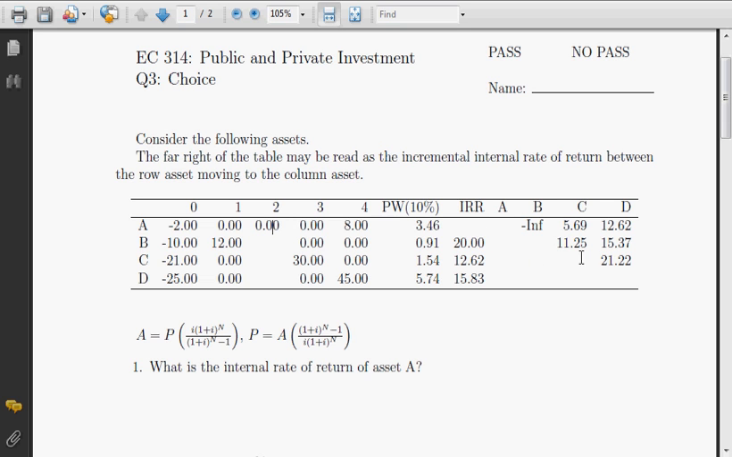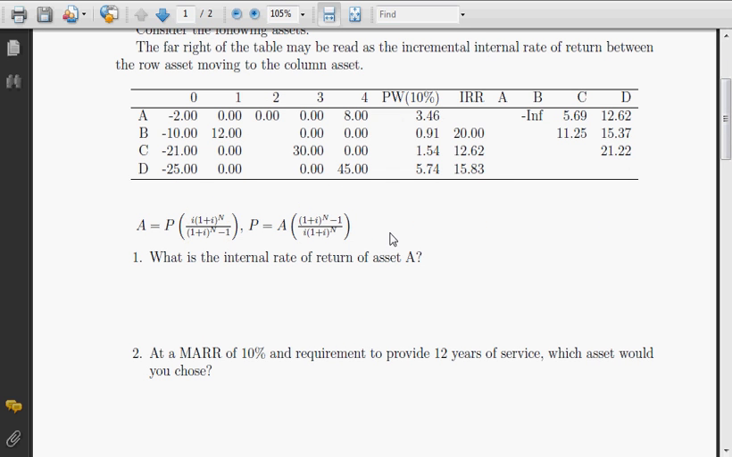What we have over here are those incremental internal rates of return that we discussed before, because eventually you're going to have to use the exclusive choice algorithm. The way to read it is that this value right here, this 5.69, is actually a percent. It's the incremental internal rate of return of going from asset A to asset C. And you may have seen this before as the C less A internal rate of return. This would be the incremental internal rate of return for going from asset A to asset D. The one that's negative infinity right here just means it's kind of bad, and I've blanked out all these below.